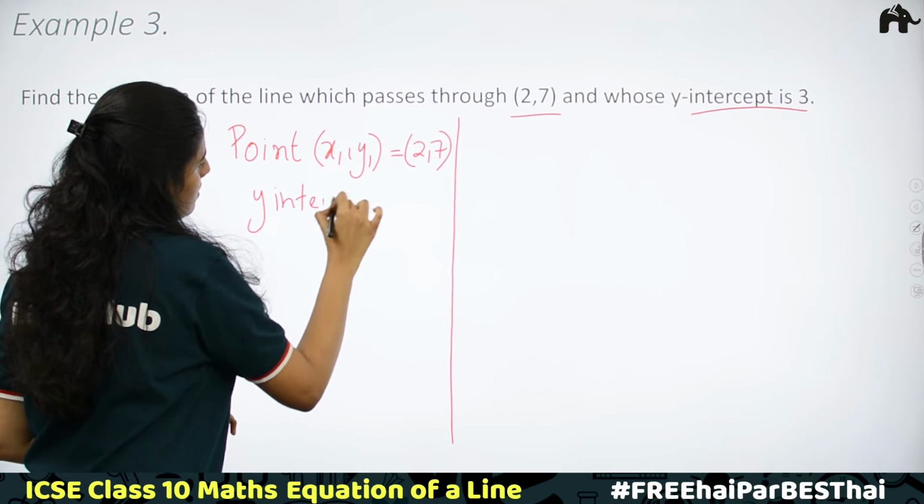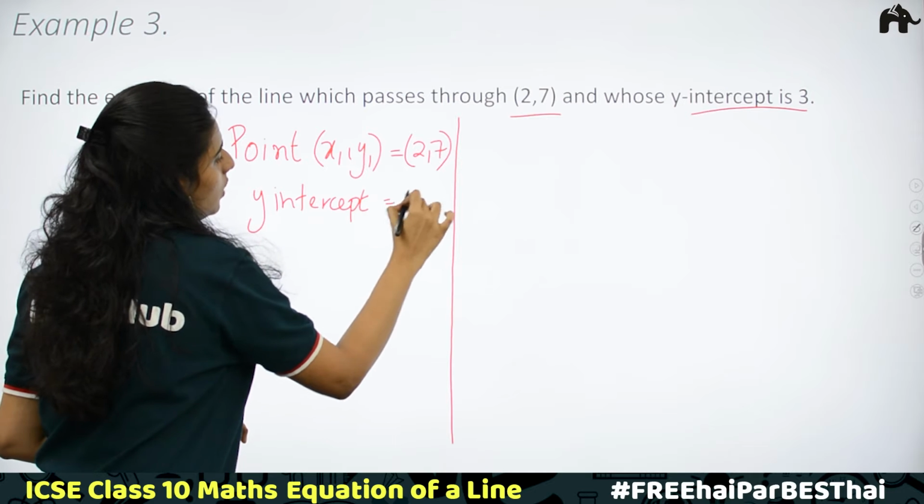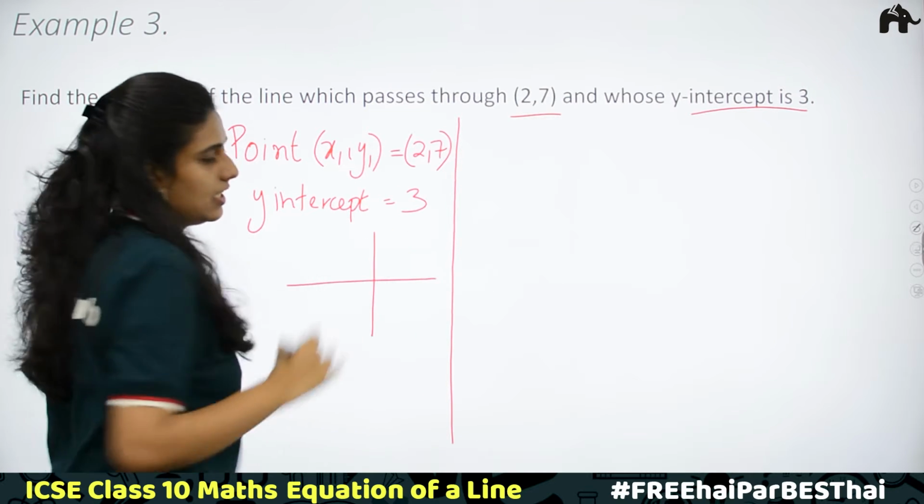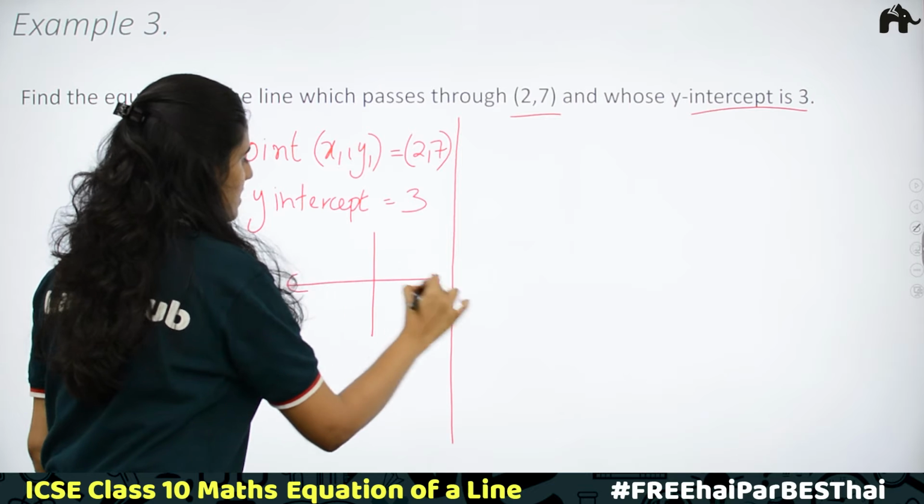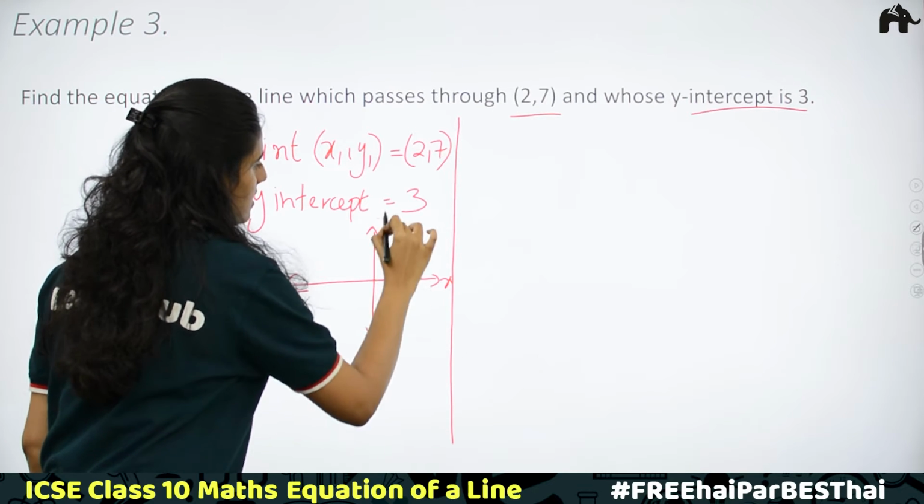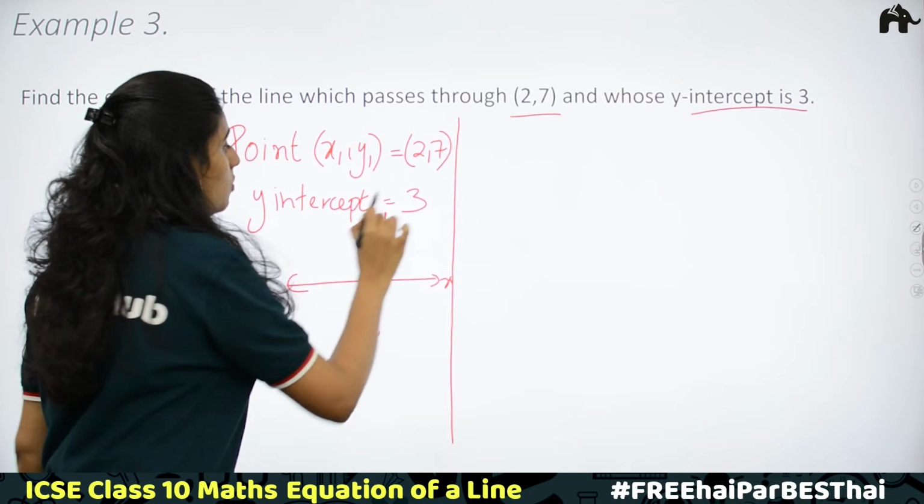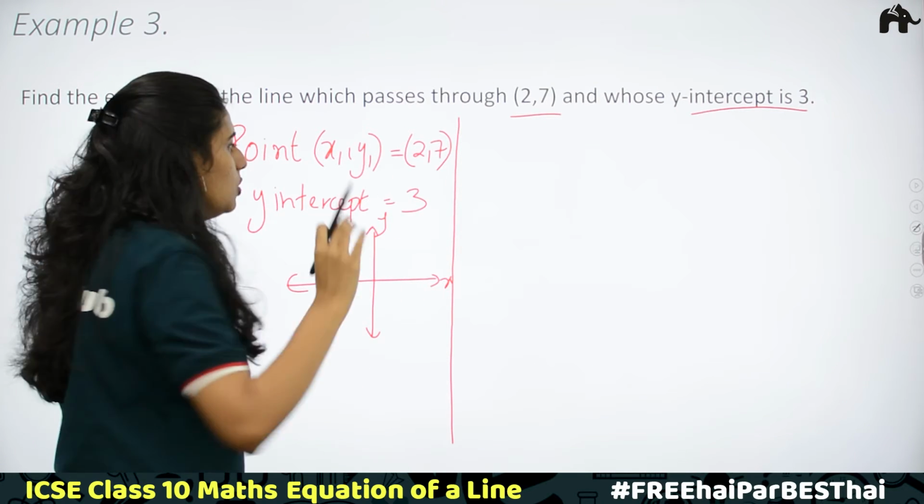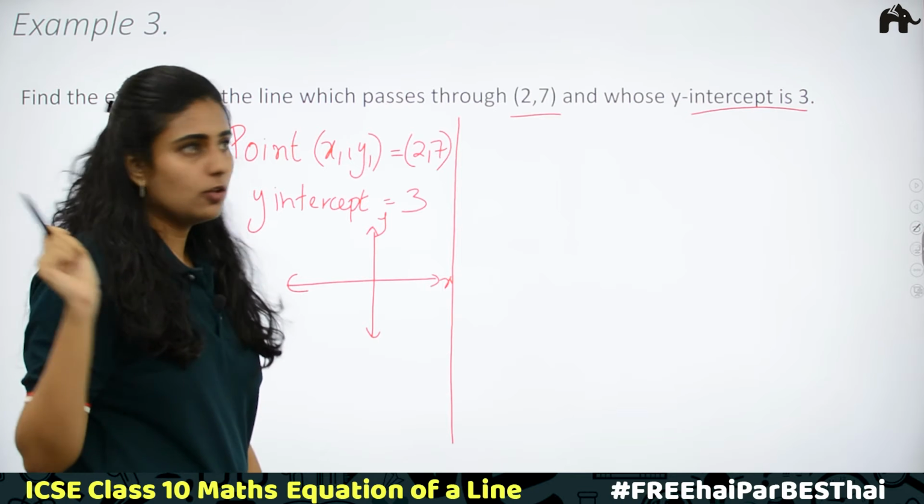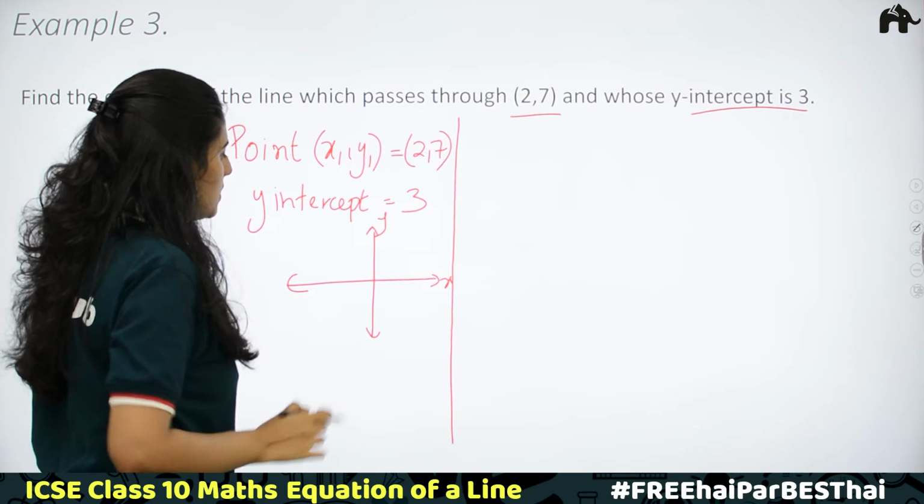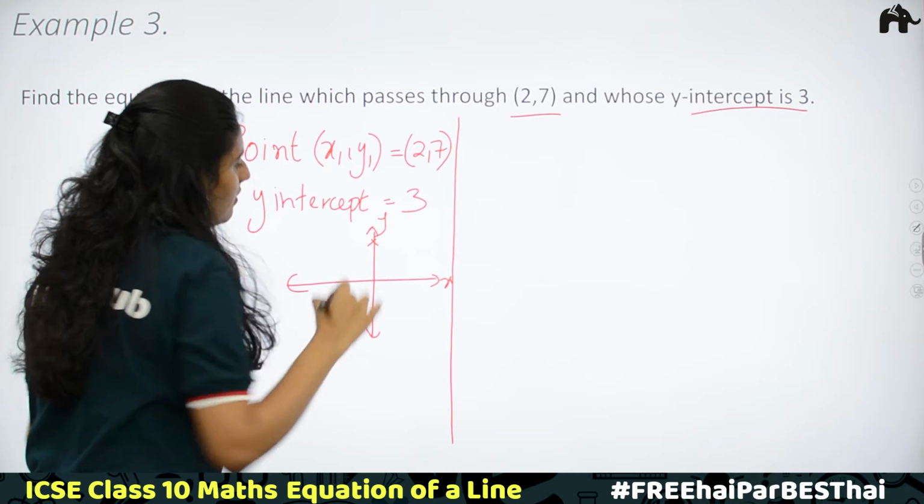Y-intercept is equal to 3. Now consider the coordinate axes. This is the x-axis. This is the y-axis. Okay. The first point is (2, 7). And what about the second point? At least we need 2 points to get the slope. Now this y-intercept. Here somewhere you will be having the y-intercept.